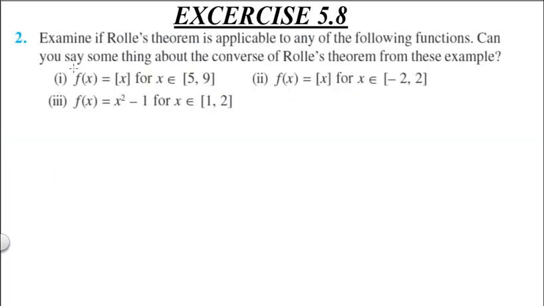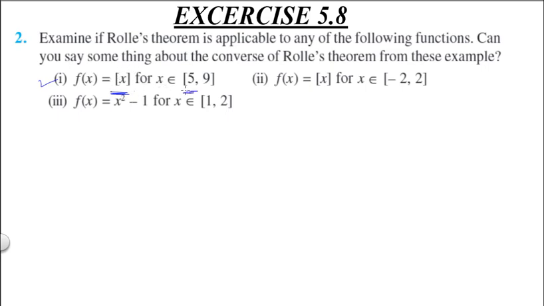In question number 2, they are saying, examine if Rolle's theorem is applicable to any of the following functions, and can you say something about the converse of Rolle's theorem from this example. The first example is the greatest integer function. You know that it is not a continuous as well as differentiable function because it is not a continuous curve. You have already drawn the graph for greatest integer and smallest integer functions, and they have breaks in between, right? Hence they are not continuous, not differentiable.